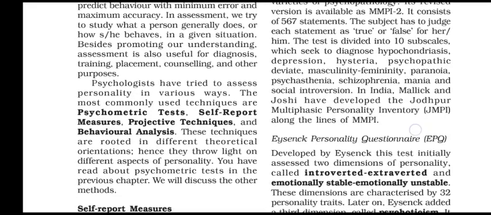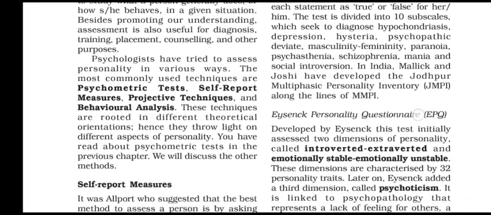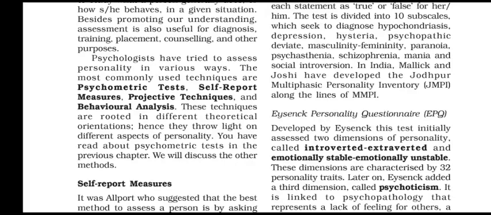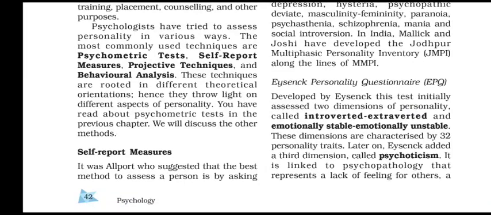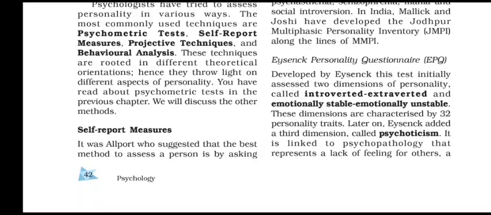The test is divided into 10 subscales which seek to diagnose hypochondriasis, depression, hysteria, psychopathic deviate, masculinity, femininity, paranoia, psychasthenia, schizophrenia, mania, and social introversion. In India, Malik and Joshi have developed the Jodhpur Multiphasic Personality Inventory along the lines of MMPI.